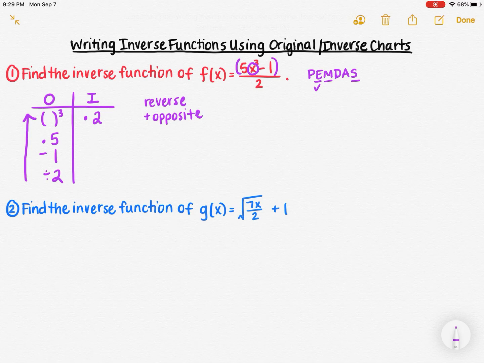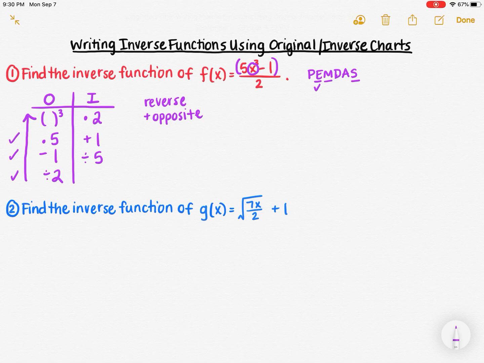The next step when I'm going in reverse order is minus 1. But remember, we need to find the opposite of subtracting 1. The opposite operation of subtraction is addition. So I'm adding 1. Now our next step, going up on the original side, is times 5. But we need to do the opposite of multiplying by 5. The opposite operation of multiplication is division. So we're going to divide by 5 next.